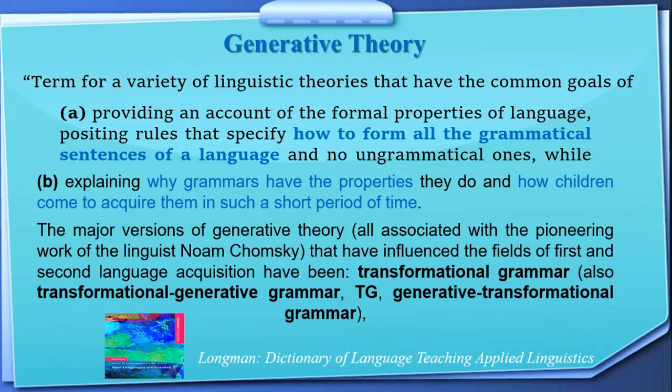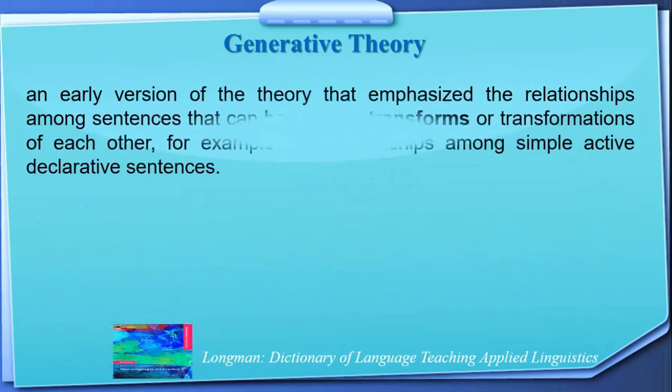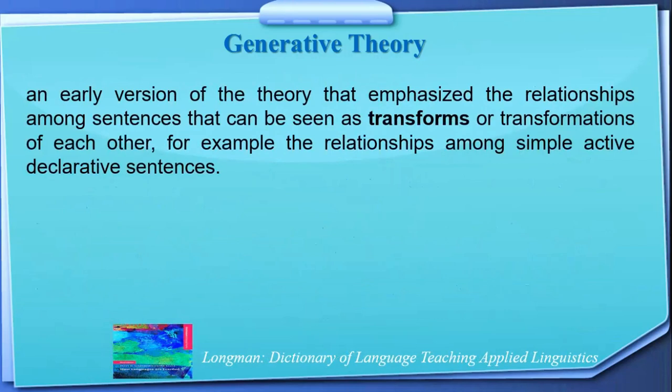So these are some of the ways of understanding generative theory from this Longman dictionary. An early version of the theory emphasized the relationships among sentences that can be seen as transforms or transformations of each other, for example, the relationships among simple active declarative sentences.